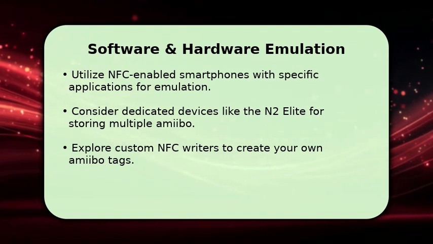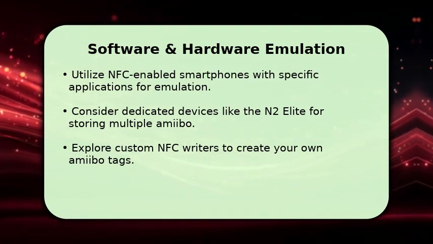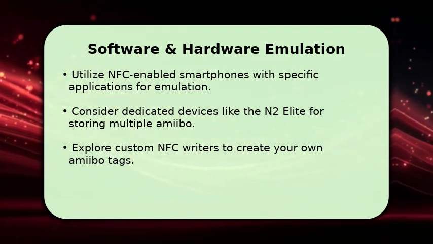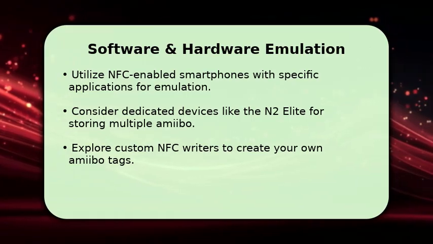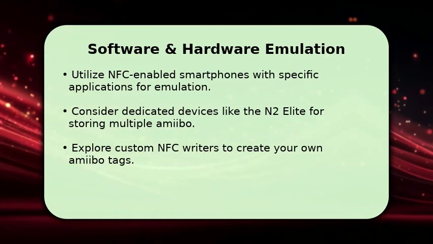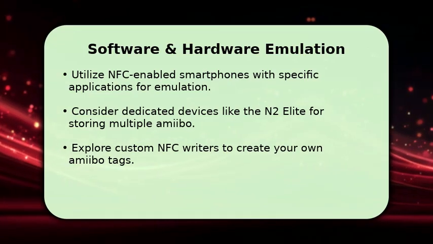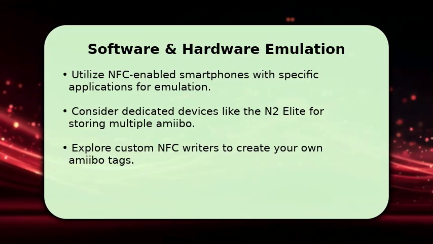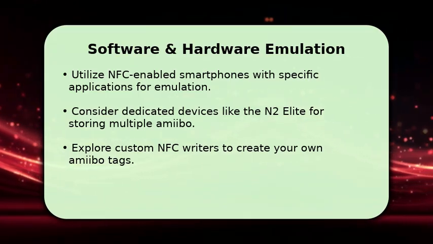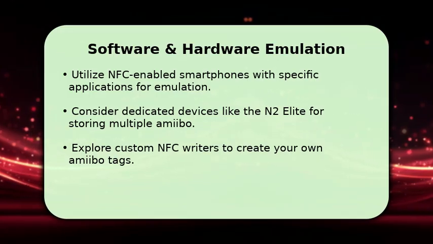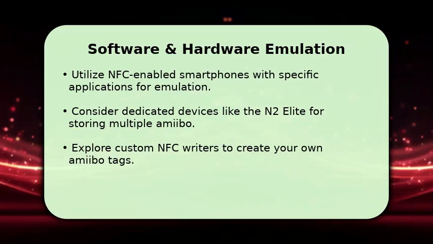There are two primary ways to emulate Amiibo functionality. One common method involves using an NFC-enabled smartphone with a specialized application. This app allows your phone to act as a virtual Amiibo. Alternatively, you can use dedicated hardware devices, such as an N2 Elite, which can store dozens of Amiibo data files and mimic their signals. Some users even create their own NFC tags with writers.